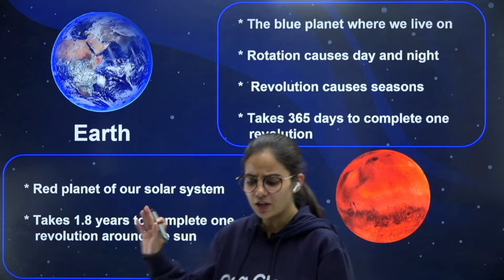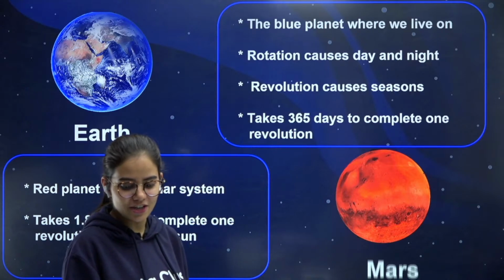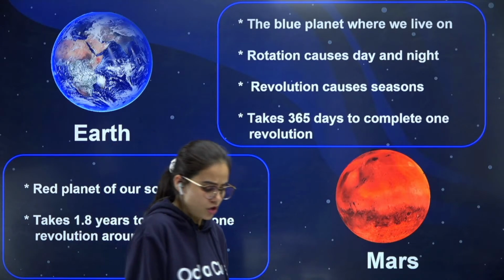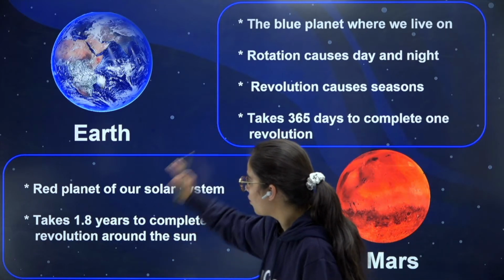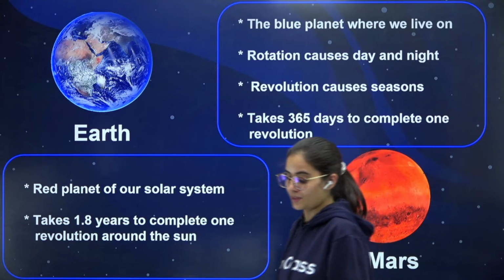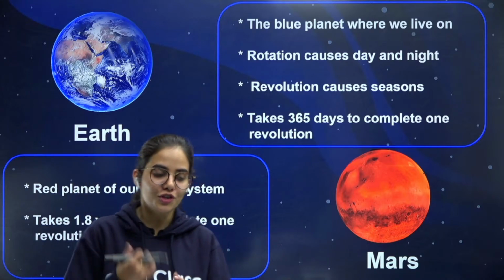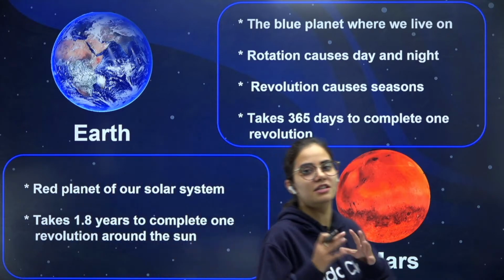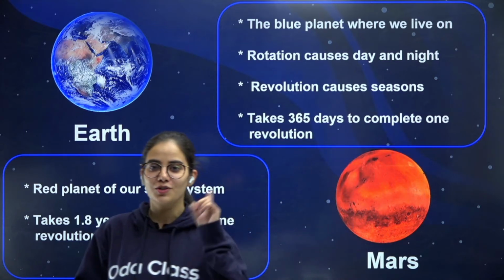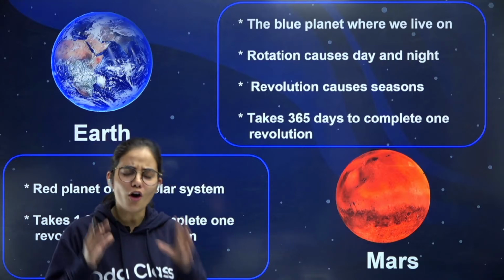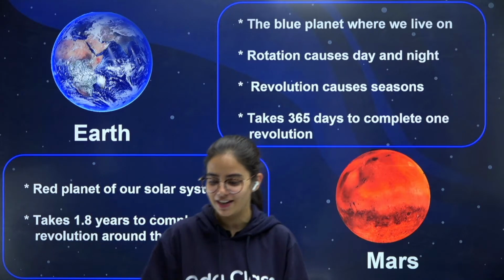So we talked about Earth, and now what comes next? Which planet is it? Oh, it looks red in color, right? So can you give me the name of this planet? That's right. Very good. That's planet Mars. Of course, the red planet of our solar system, and it takes around 1.8 years to complete one revolution around the sun. So you can clearly see the difference in the time taken by all the planets to complete that one revolution. All of these planets are moving in their own orbits around the sun.